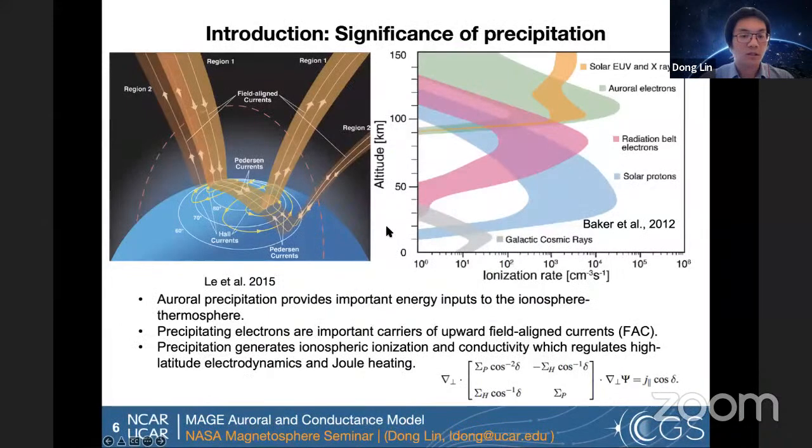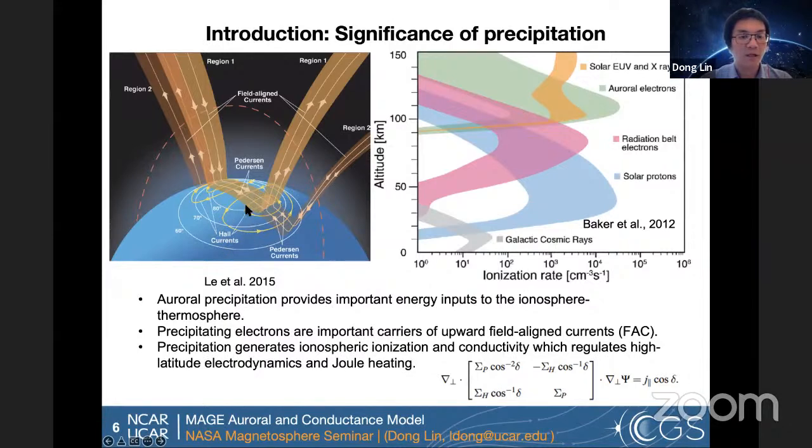So in addition to the energy brought by those precipitating electrons, they are also playing critical roles in the coupled magnetosphere, ionosphere, and thermosphere. The precipitating electrons are important carriers of the upward Pedersen current, but most importantly, the precipitation generates ionospheric ionization and conductivity in the high latitude ionosphere, which then regulates the high latitude electrodynamics, including the Joule heating and the convection pattern, as well as the current closure path.